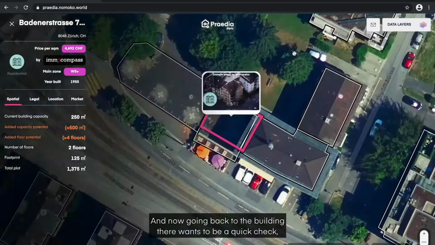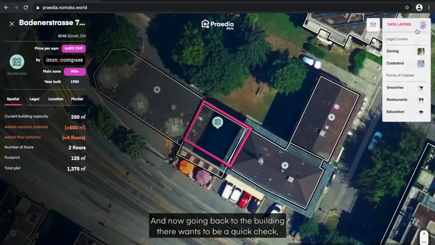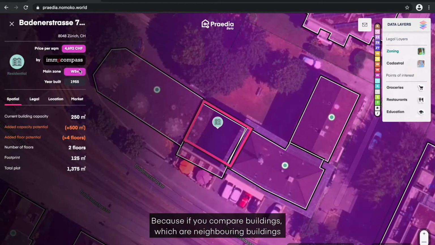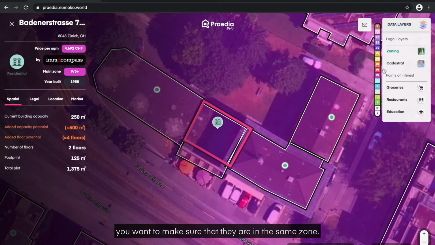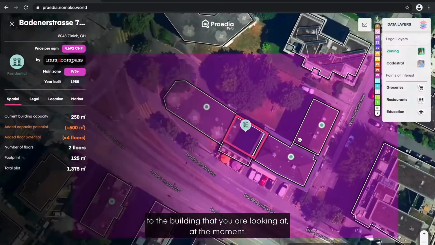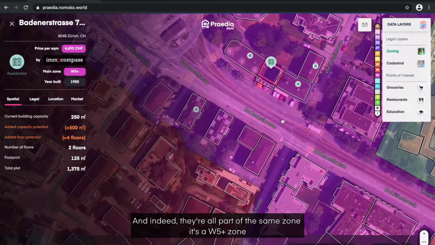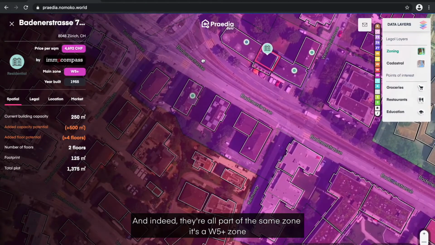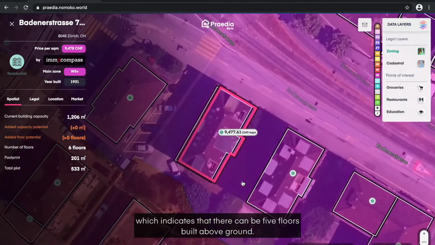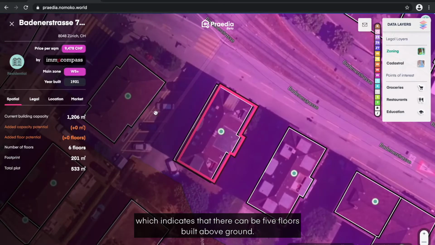And now going back to the building, there wants to be a quick check: is this actually in the same zoning law? Because if you compare neighboring buildings, you want to make sure that they are in the same zone, because only then you can actually draw conclusions from those buildings to the building that you are looking at the moment. And indeed, they're all part of the same zone. It's a W5 plus zone, which indicates that there can be 5 floors built above ground.